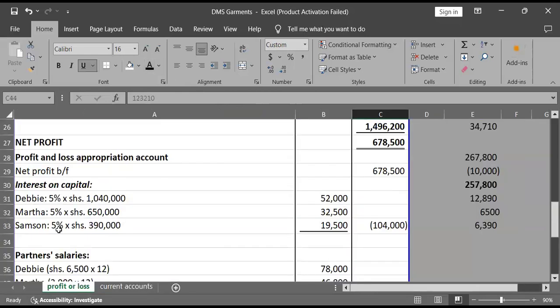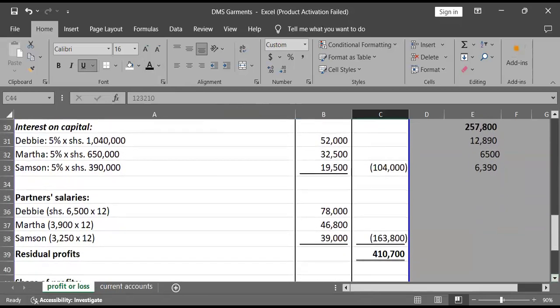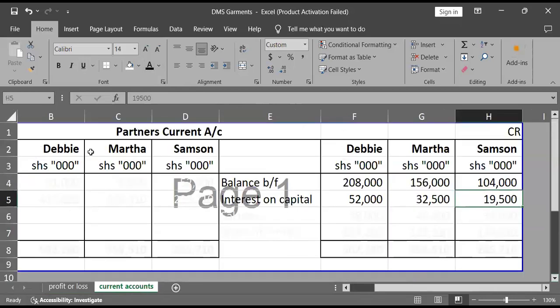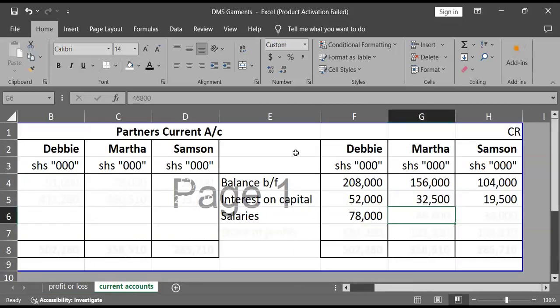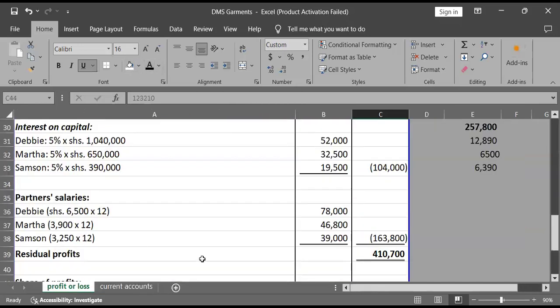So next on the appropriation, we had partners' salaries. We're going to come and show partners' salaries. Basically, this account is just ideally so you're now showing how much the person is going to take home. Like if we were to bank this money, we are now showing how much it will be. So the salaries, Debbie was paid 78. Martha was paid 46.8. And Samson was paid 39,000.